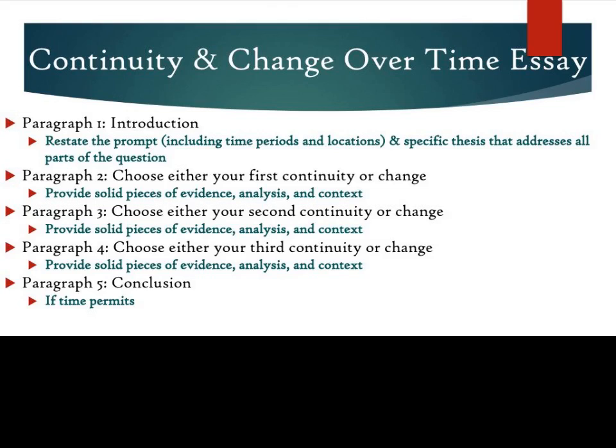Next, in paragraph 3, this is your second continuity or change. Same thing. It also needs evidence, analysis, and context that fits with that answer. Paragraph 4, choose either your third continuity or third change. Pieces of evidence, analysis, and context needed for this one as well. If you want to get into the expanded score for your essay, which you should all want to do because that's how you're going to get a 4 or a 5, then you definitely need to have a third continuity or change. If you can get 4 in, even better.